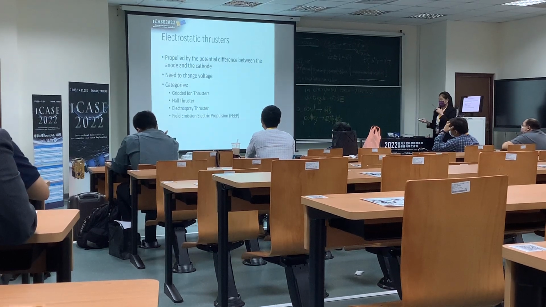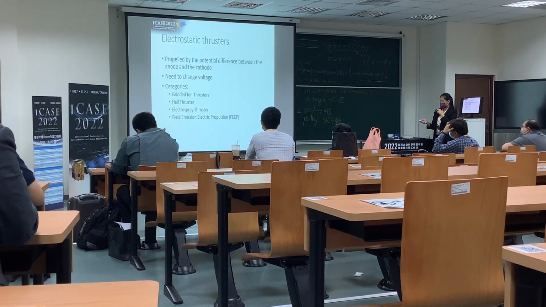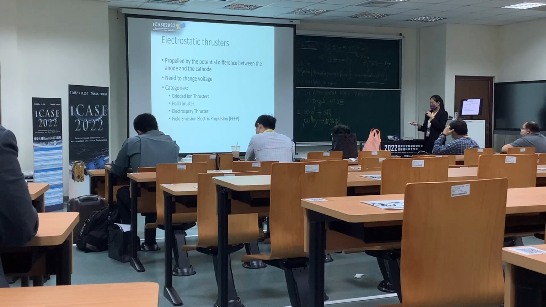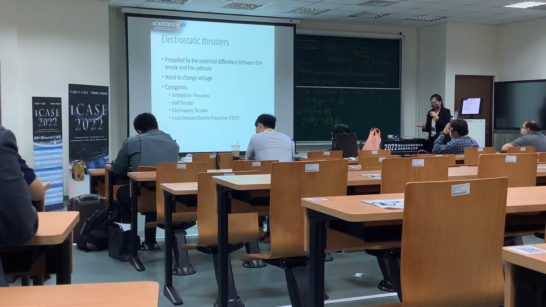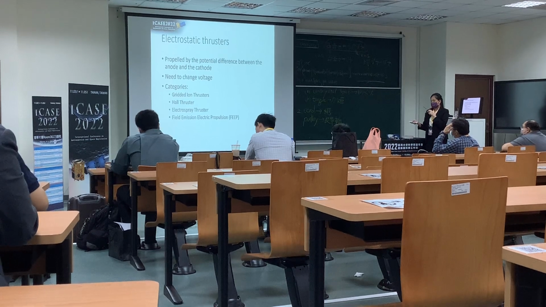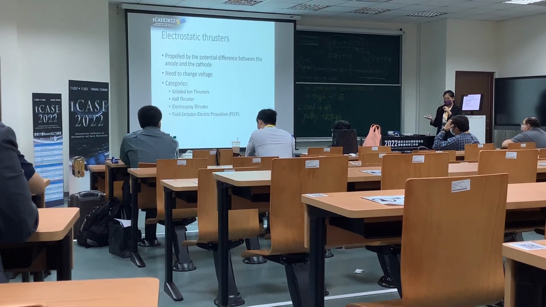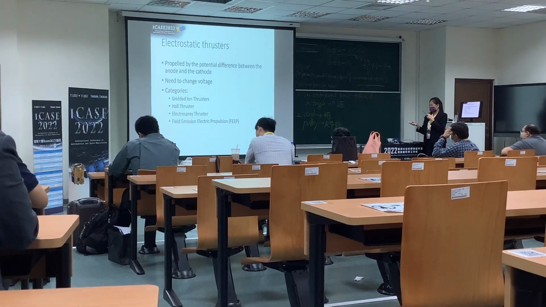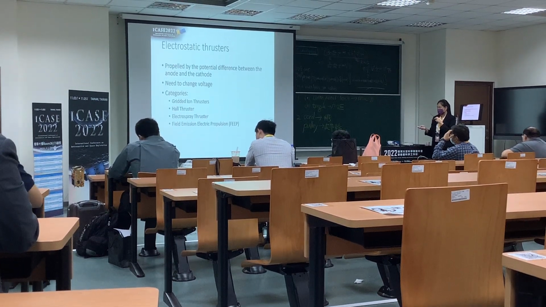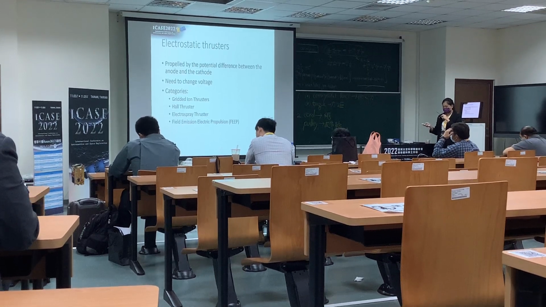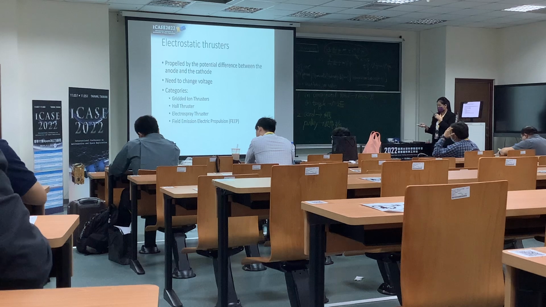Next are electrostatic thrusters. Electrostatic thrusters are propelled by the potential difference between the anode and the cathode. Therefore, we need to change the voltage. Why? Because normal satellites only generate a few volts. However, we may need a few hundred volts or even a few kilovolts to have enough potential difference between the anode and the cathode. And in this study, we will make them use DC to DC converters.